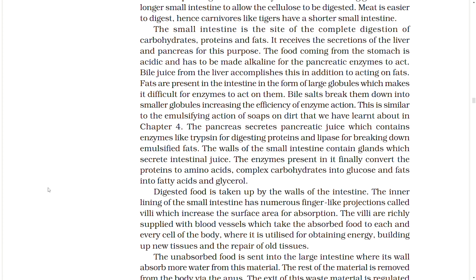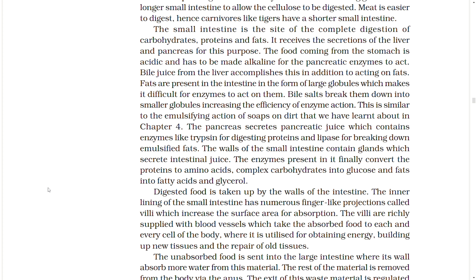The walls of the small intestine contain glands which secrete intestinal juice. The enzymes present in it finally convert the proteins to amino acids, complex carbohydrates into glucose, and fats into fatty acids and glycerol. Digested food is taken up by the walls of the intestine.